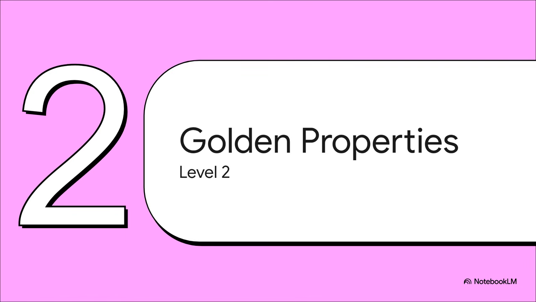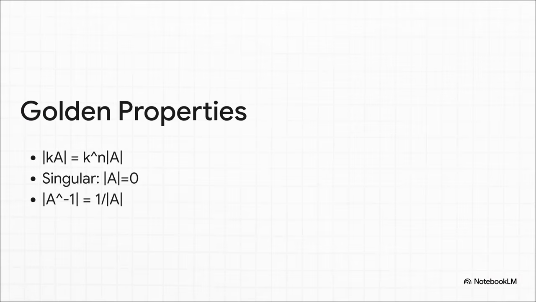Moving right along to level 2, 1-mark golden properties. Okay, check out that very first bullet point. Honestly, this is a huge exam trap. When you pull a scalar multiplier k out of a determinant, it doesn't just come out as k. It actually comes out as k raised to the power of n, where n is the order of the matrix. So if it's a 3x3 matrix and you pull out a 2, it becomes 2 cubed, which is 8.